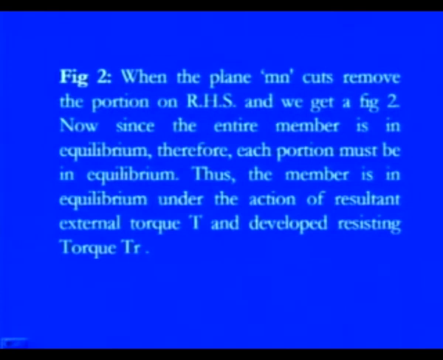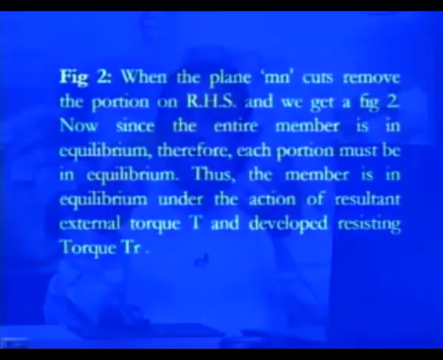Thus, a member is in equilibrium under the action of resultant torque T and developed resisting torque TR. So, you will always find that they are trying to act in such a way that whatever torque is applied, it can form a resultant torque TR that opposes it, and this portion tends toward an equilibrium state.